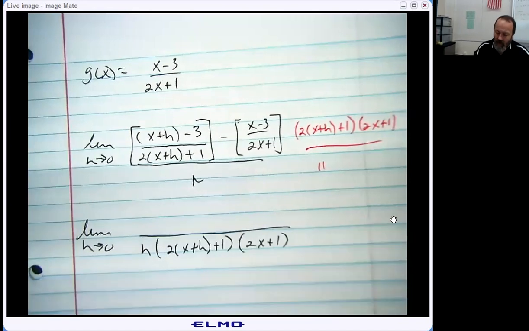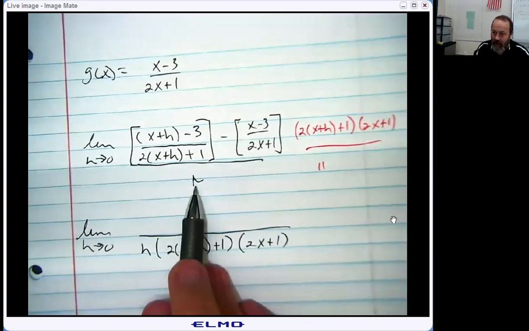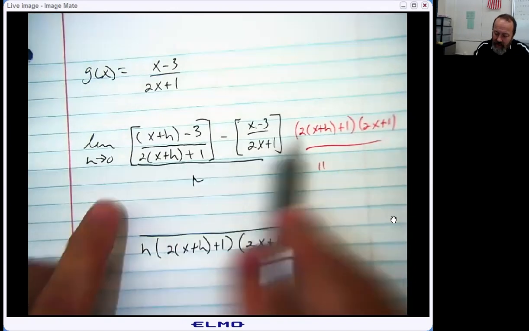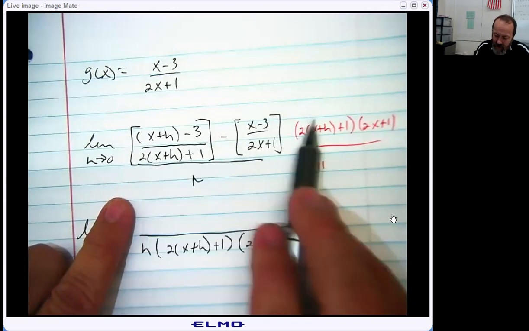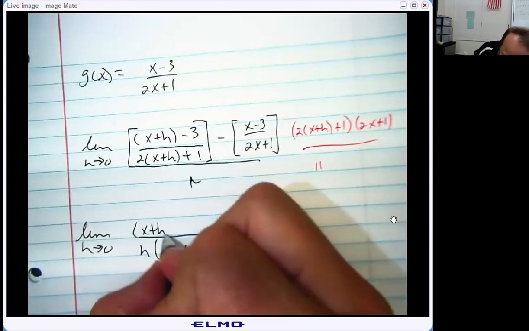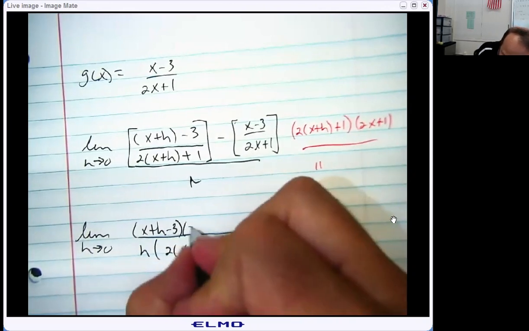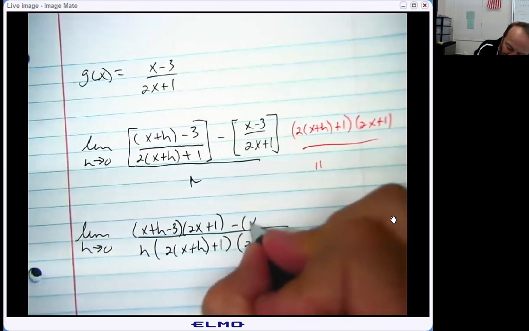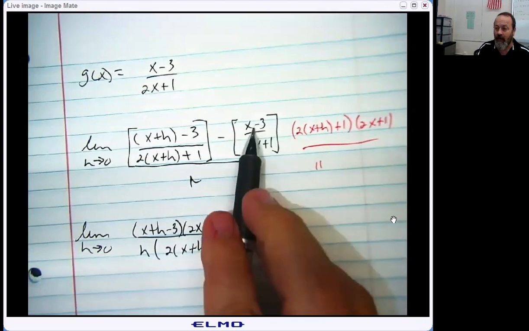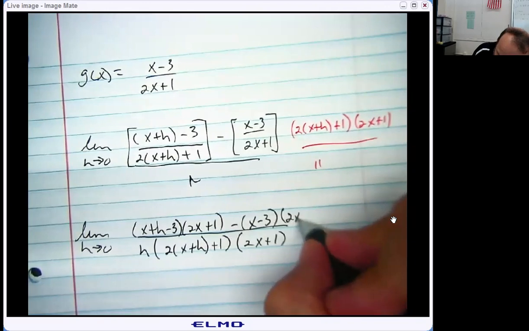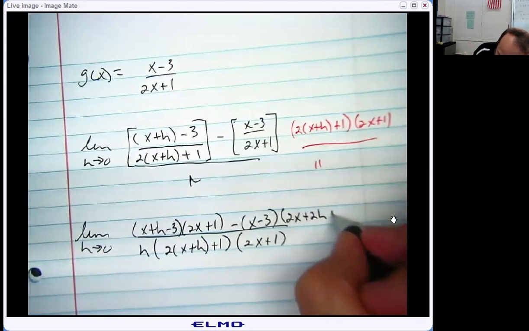Now, notice I left my h from here. I left this entire entity hoping that h is going to go away and this is all that's going to remain. When this hits this first term, the 2x plus h plus 1s are all going to go away, and I'm going to have x plus h minus 3 being hit by the 2x plus 1. And then on the secondary part, the x minus 3 that's left over from here, notice the 2x plus 1s would cancel out, and it would hit the 2x plus 2h plus 1.